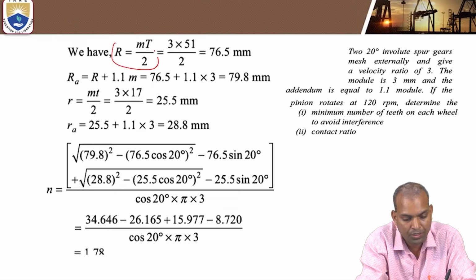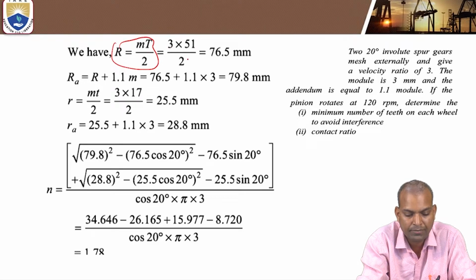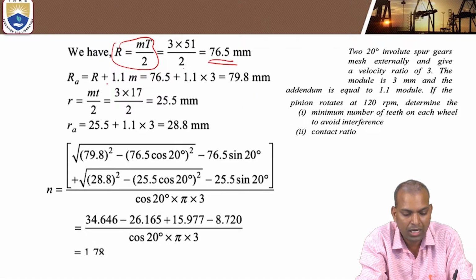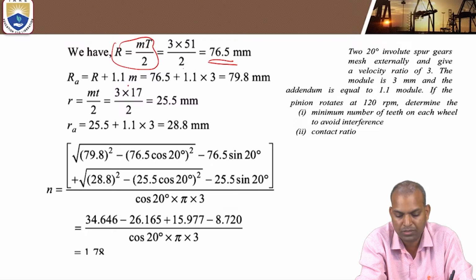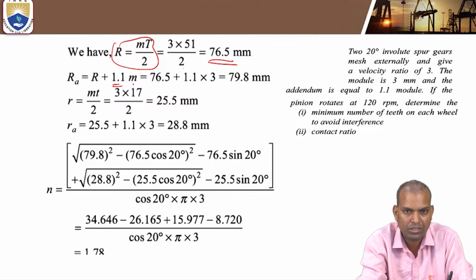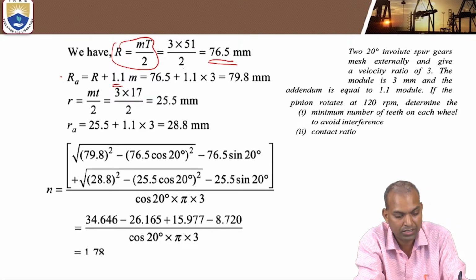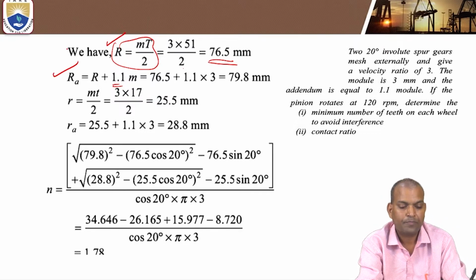Now, how to get them? R equal to mt by 2. M is module 3 times capital T 51 by 2, that is 76.5 millimeter. Now RA equal to R plus addendum, which is 1.1 times module. That is RA equal to R plus 1.1 times M, where M is module, that is 3. 76.5 plus 1.1 times 3, that is 79.8 millimeters. Those are the values related to the gear.